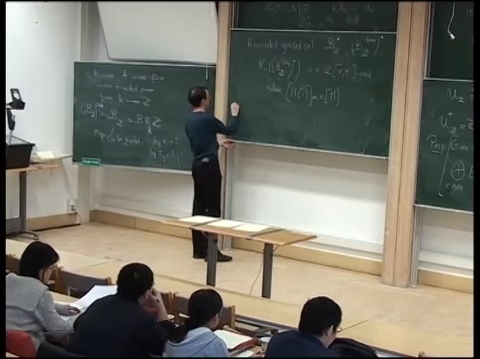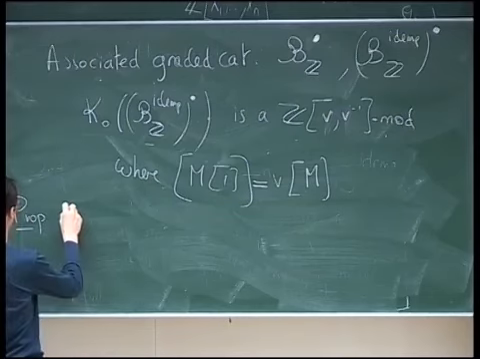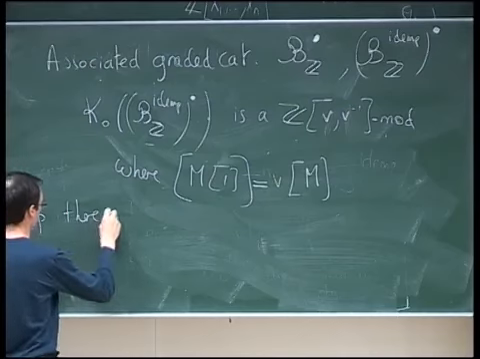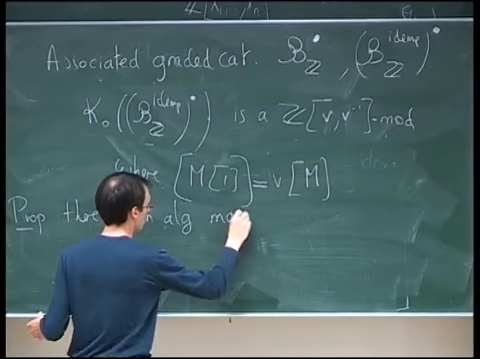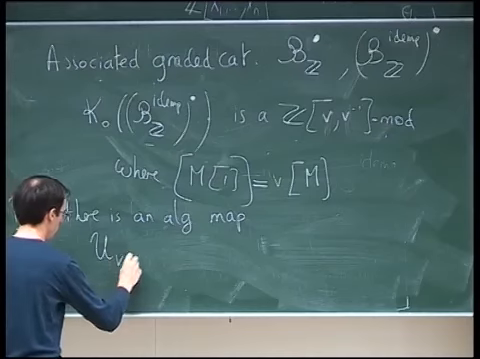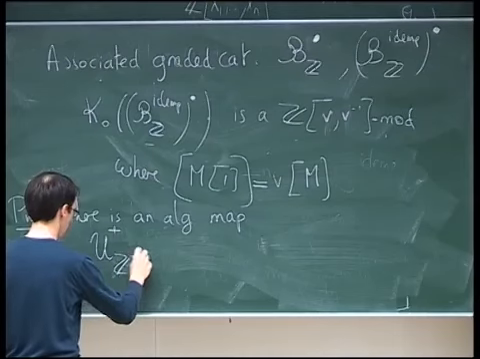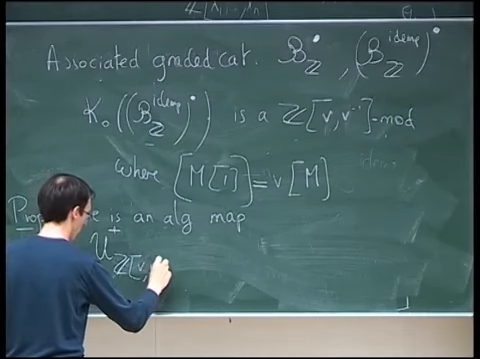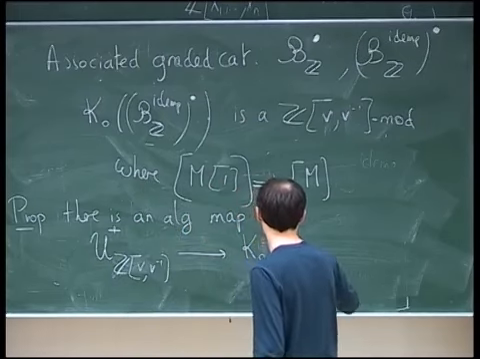And so a proposition says that there is an algebra map from what I would call U_V^+ over Z, or U_Z^+, to the K0 of that category here.